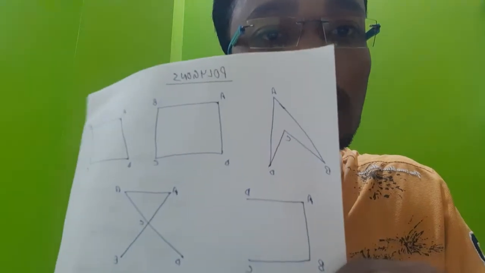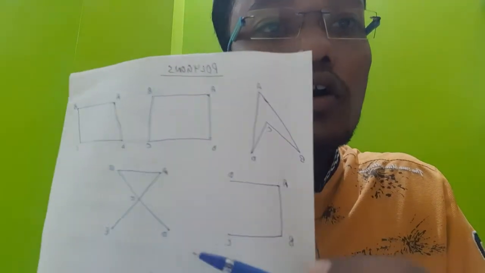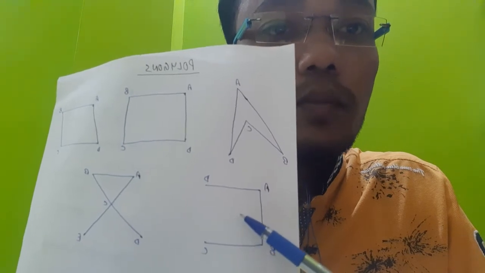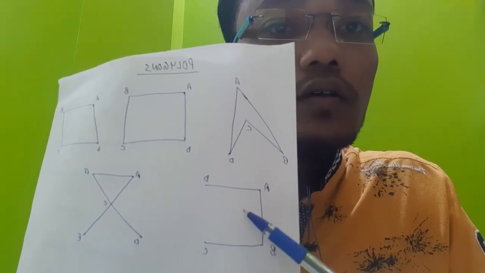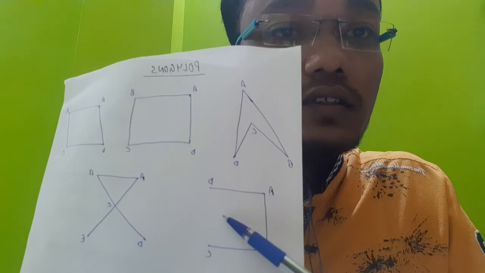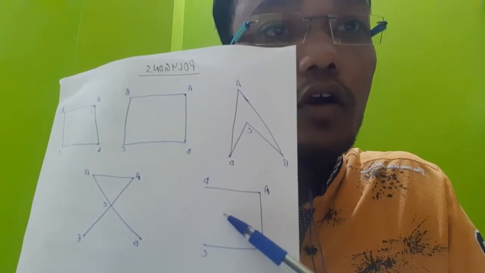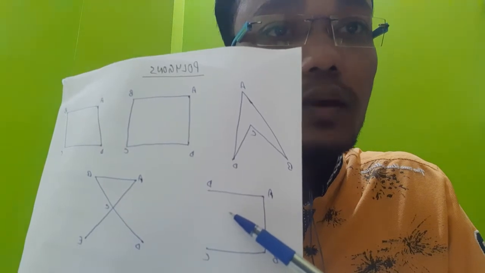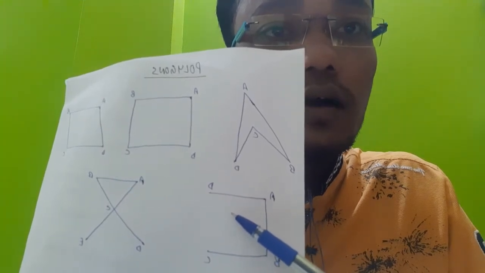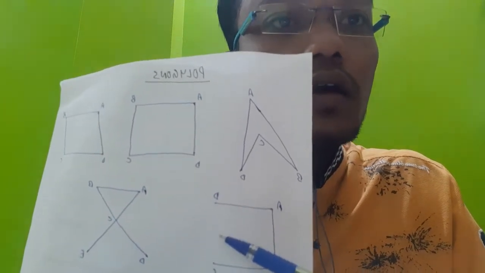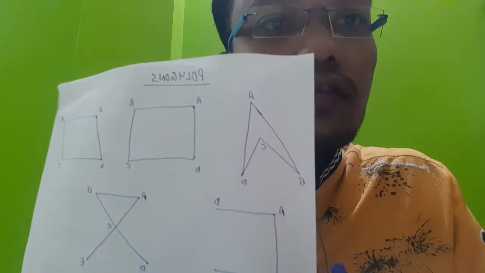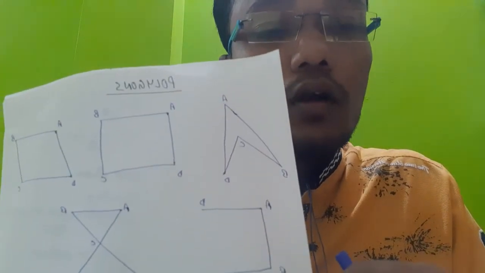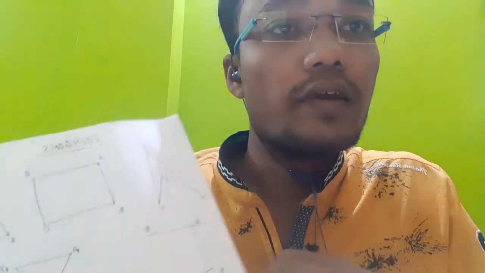Coming to the next two figures, though these two figures are also made up of line segments, one of its sides is incomplete, that is, they are not closed. Since they are not closed, they do not qualify as being polygons. So this is the basic characteristic in differentiating whether a figure is a polygon or not.